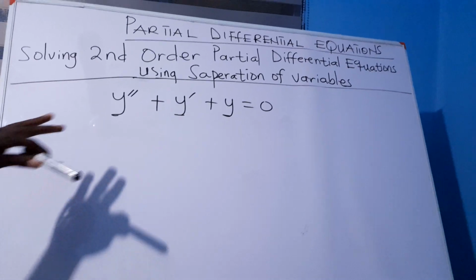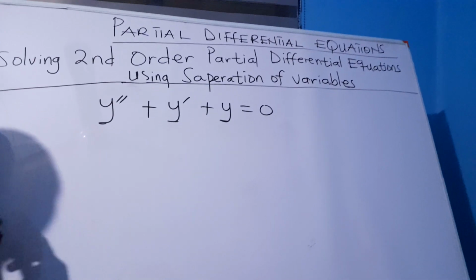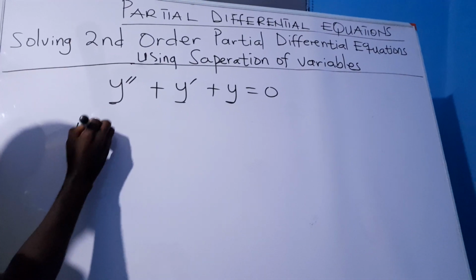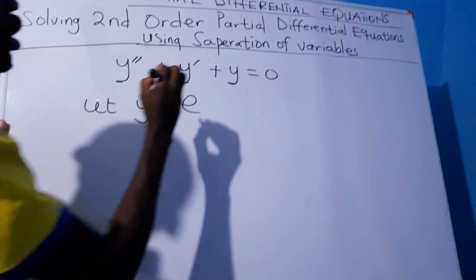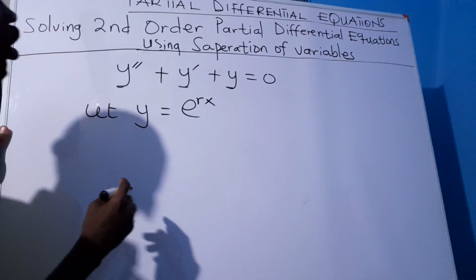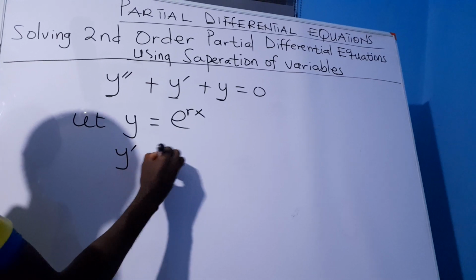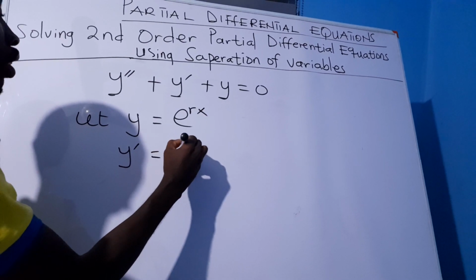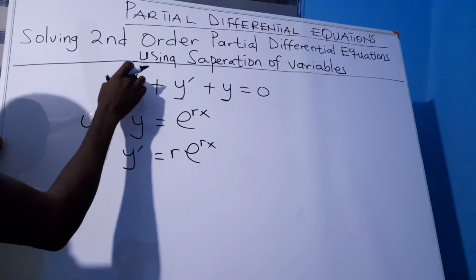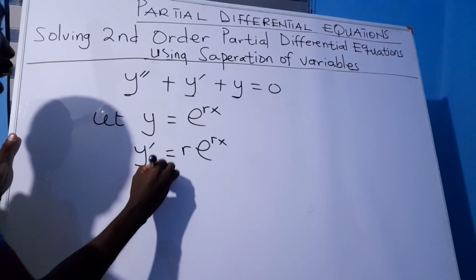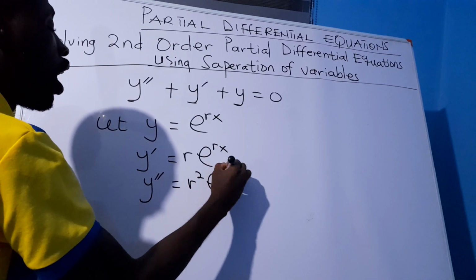So if we have a second order ordinary differential equation of this nature, how do we solve it? If you remember very well from ordinary differential equations, we said we should let y be equal to e exponent r of x. We differentiate y with respect to x, so y prime will be equal to r e exponent r of x. Then we need the second derivative, so when we differentiate this, we get r square e exponent r of x.